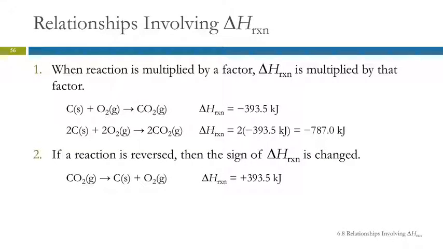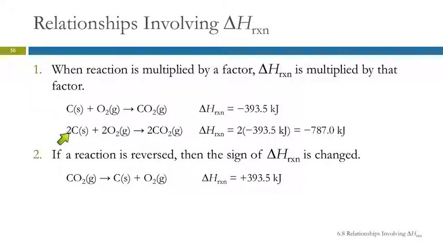Relationships involving heat of reaction. So if we look at this reaction, carbon reacting with oxygen forms CO2. The heat of reaction for this is minus 93.5 kilojoules. Well, if we had twice as much, if we had 2 moles of carbon, 2 moles of oxygen, and made 2 moles of CO2, it should release twice as much energy, right?